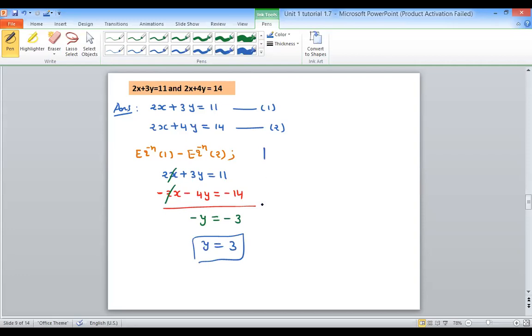So you got the y. Then put the value of y in any equation, 1 or 2. So I'm putting it in 1. My equation 1 is 2x plus 3y is equal to 11. You can put y is equal to 3 in the given equation. So what happened? This is 2x, this is 3 and your y is 3, it's 11.